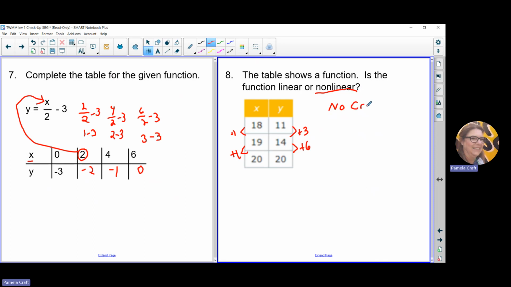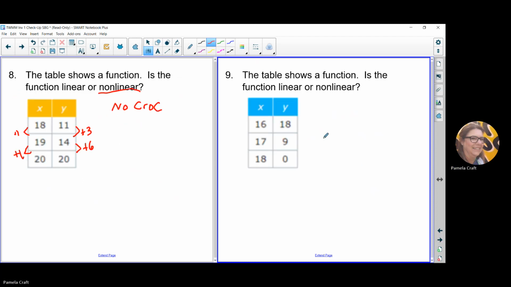You did not have to give a reason. You just had to say whether it was or not. I'm pointing out that there was not a constant rate of change. In number 9, again, my x's are going up by 1.